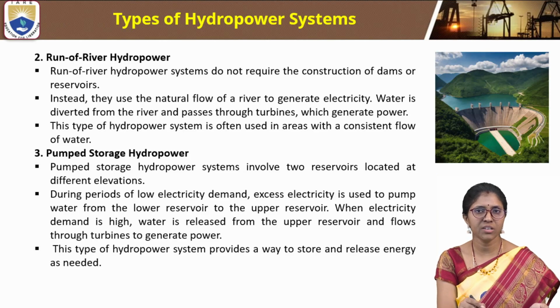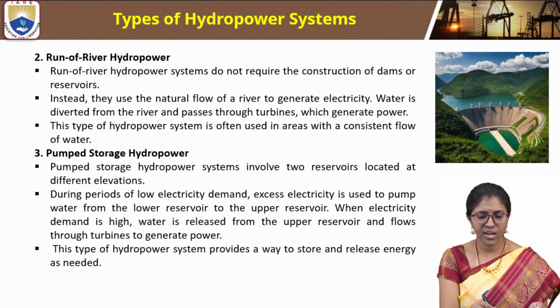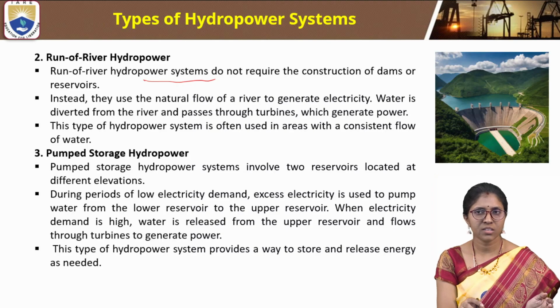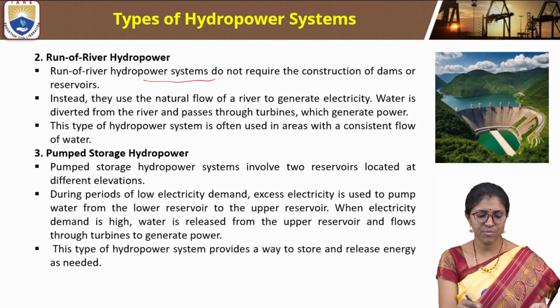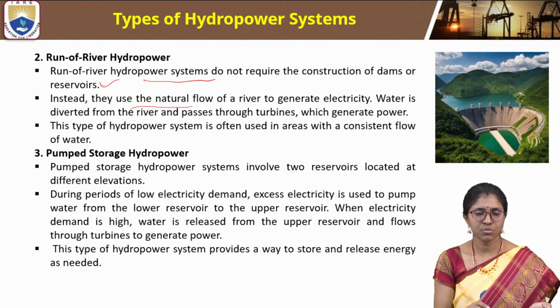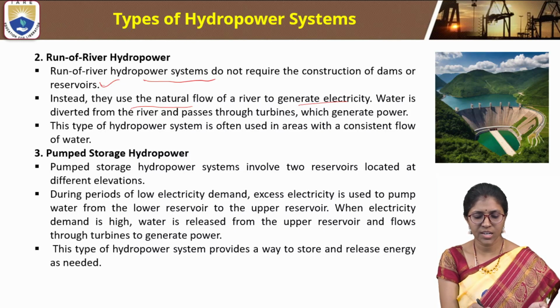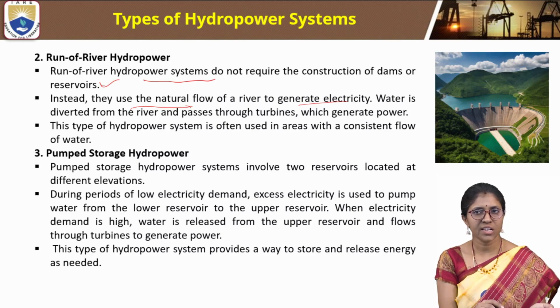Second one is runoff river hydropower. Runoff river hydropower systems do not require the construction of dams or reservoirs, whereas conventional hydropower systems do. Instead, they use the natural flow of the river to generate electricity.